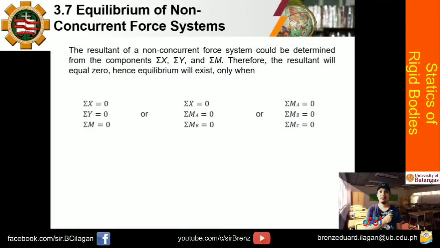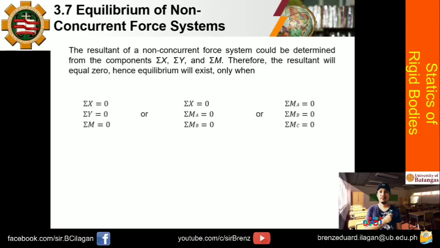Okay, guys. So, last topic natin for equilibrium is the 3.7 or the equilibrium of non-concurrent force system. So, non-concurrent na siya. So, the resultant of a non-concurrent force system could be determined from the components or summation of forces X, forces Y, and summation ng moment. Therefore, the resultant will equal to 0, hence equilibrium will exist only when the following.